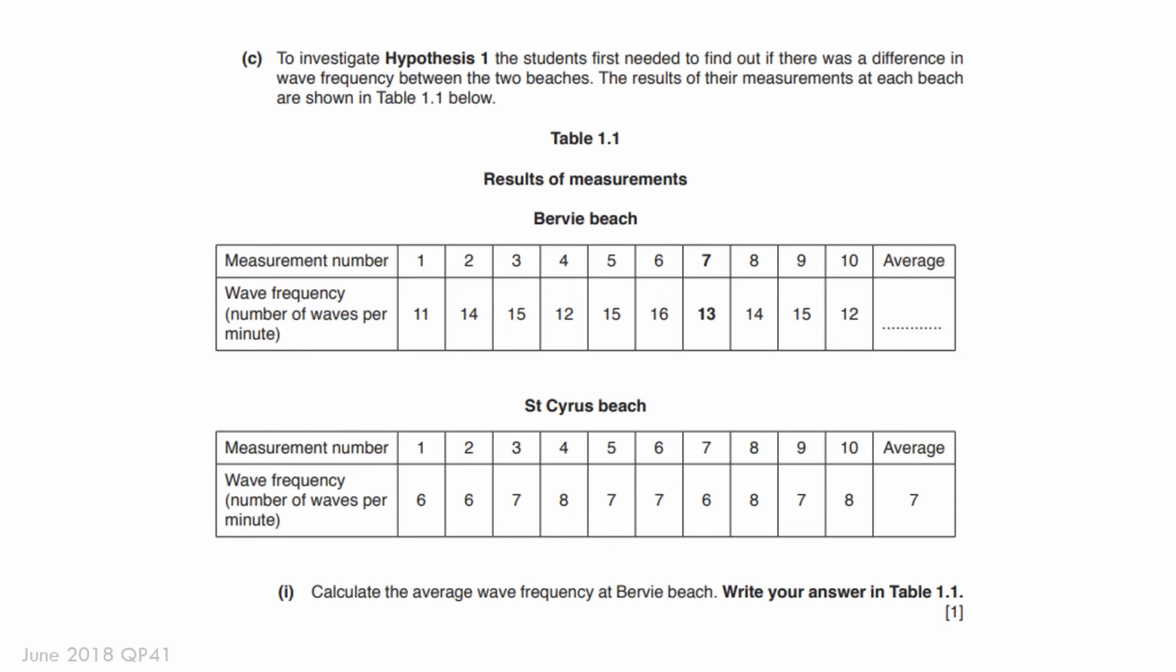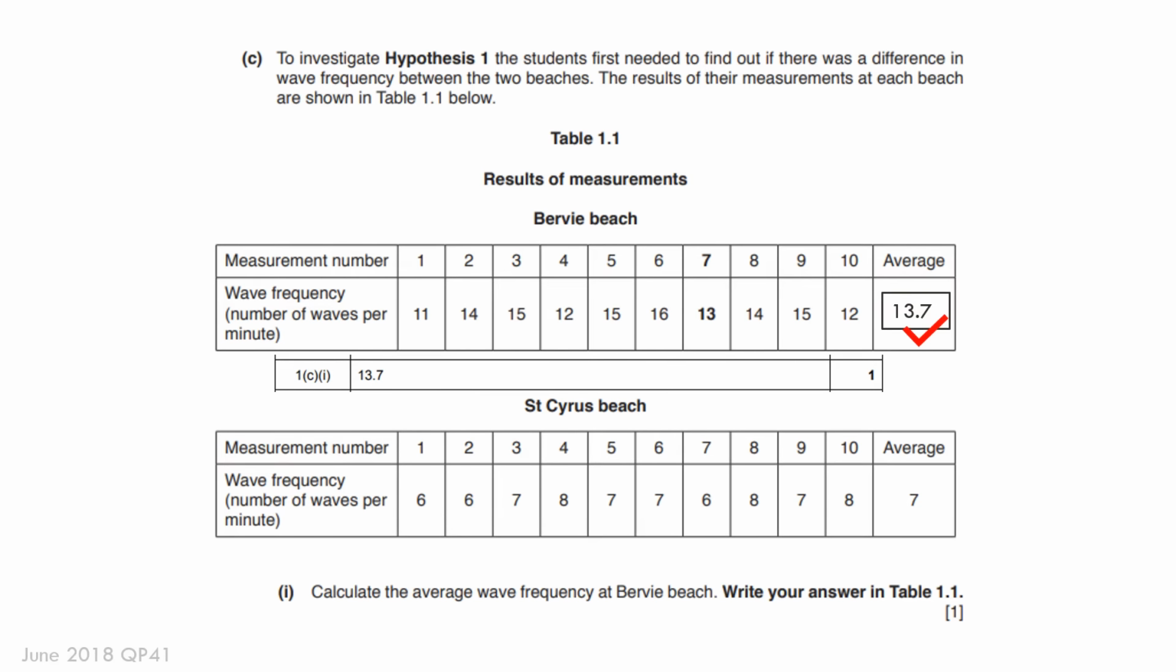You could be expected to do a follow-up question, which requires you to calculate the average. So you can see here, for 1 mark, calculate the average of the wave frequency at this particular beach. As you should know, add up all the wave frequency numbers and divide by 10, because there are 10 sites. That gives you the wave frequency, and what that means is that on average every minute, in each site, the average was 13.7.